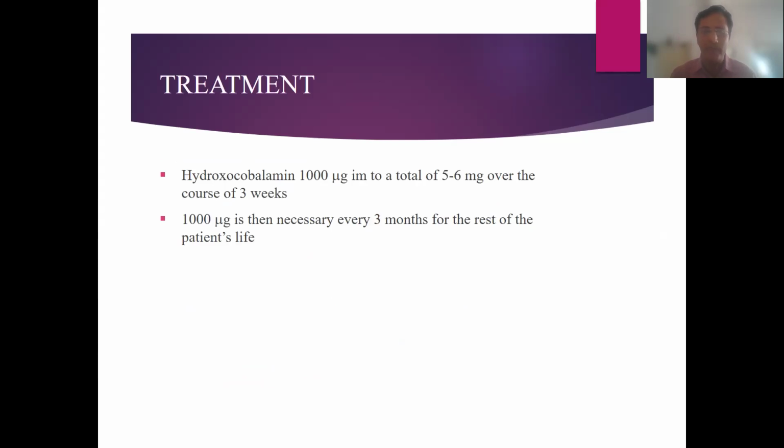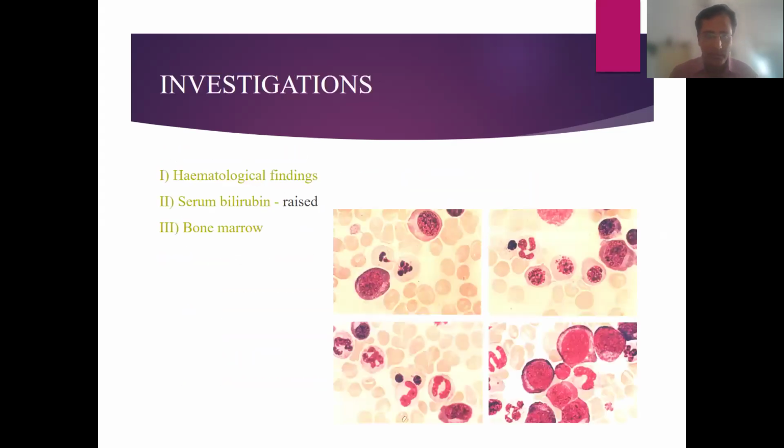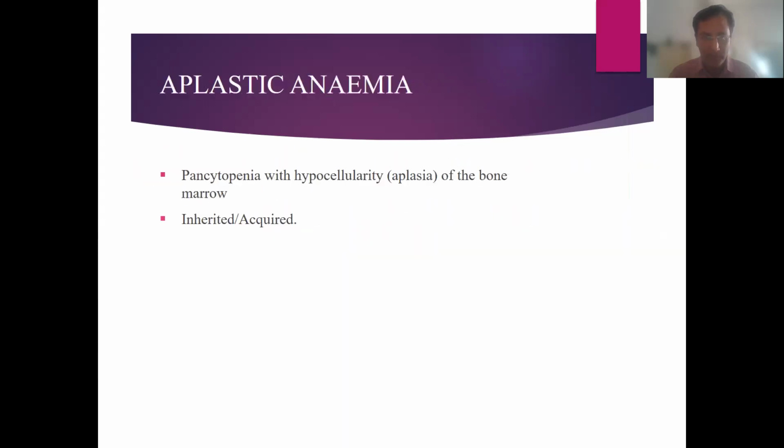What is the treatment for this? Hydroxocobalamin, 1000 mg, 5 to 6 doses over the course of 3 weeks. Then 1000 mg is necessary every 3 months for the rest of the patient's life. We will give this in pernicious anemia in this treatment plan, and for Hunter glossitis also.